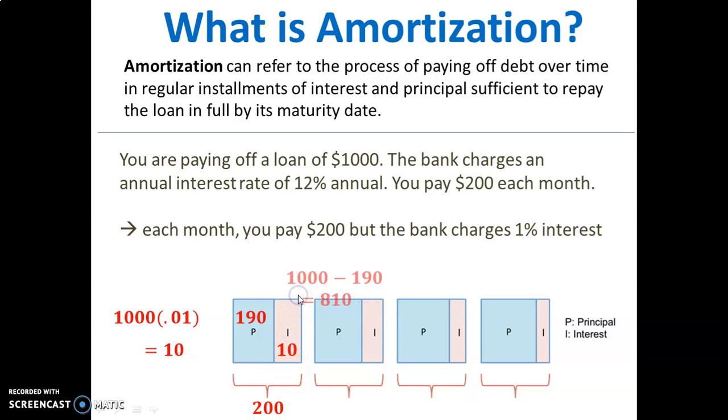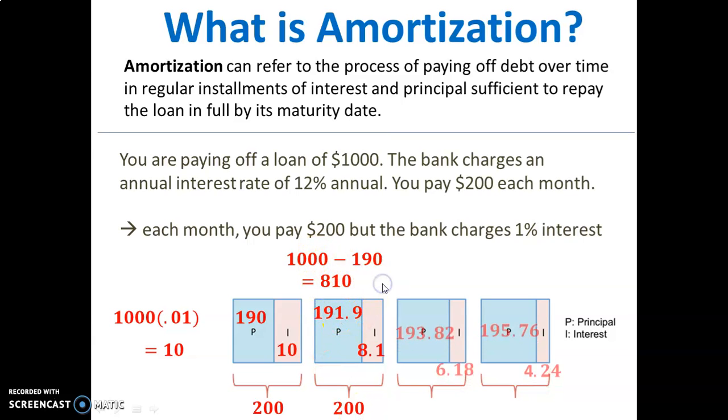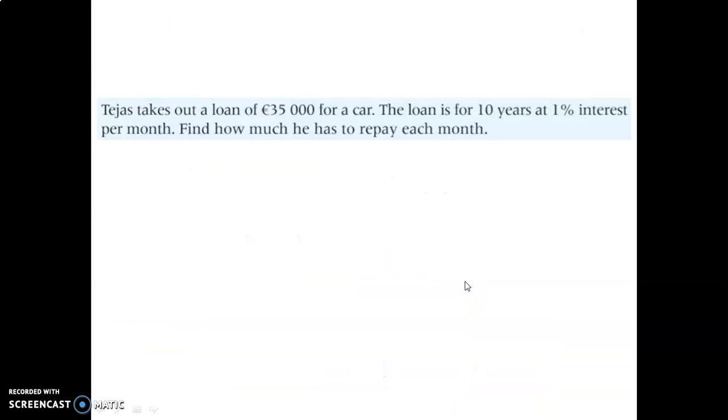All right, then you do 1,000 minus the 190. Now you owe them this much. So they apply interest to that. Now the interest to that is 8.1. So that means even if you pay 200, you're only paying this much off of the total. And on and on and on it goes like that. So basically what this shows is over time, the interest becomes smaller and the amount you pay to the principal becomes bigger. So that's good. That's how amortization works.